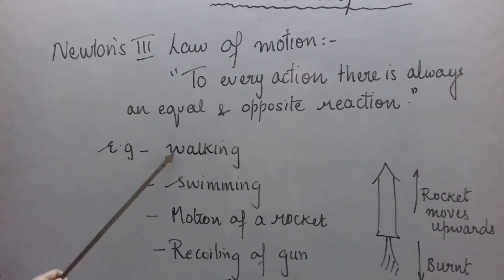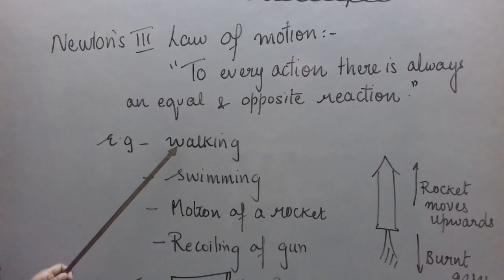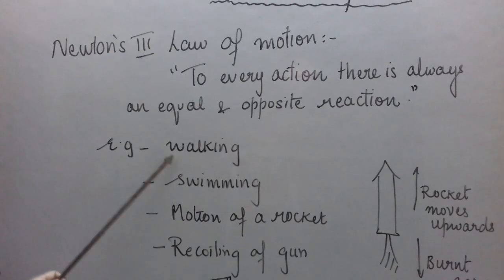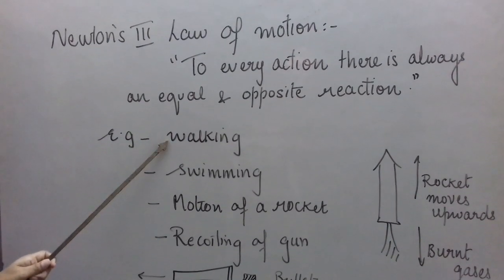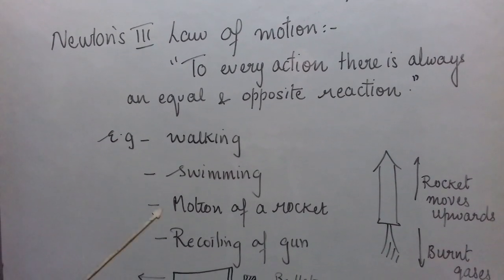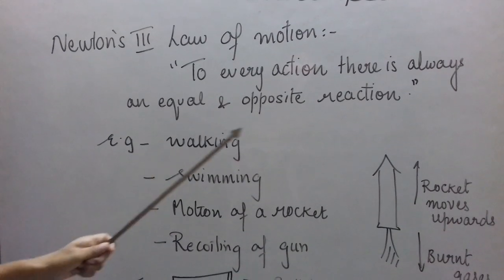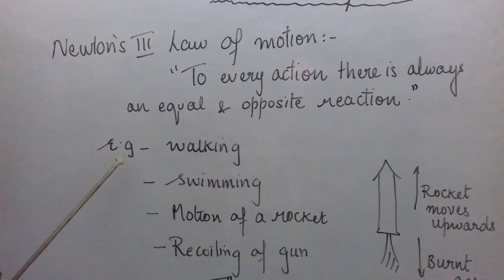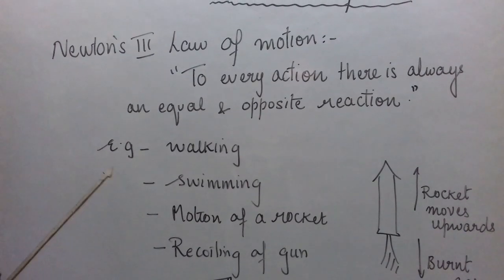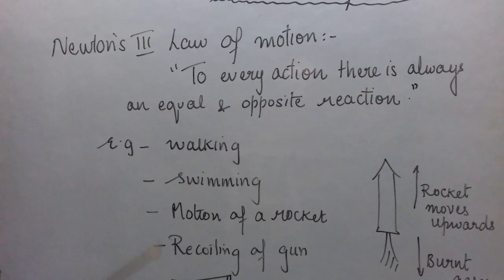For example, while walking, how do we walk? When we walk, we push the earth in the backward direction, and the earth in response exerts an equal and opposite force on us in the forward direction, and hence we are able to walk. Similarly, while jumping, we push the earth in the downward direction and the earth applies an equal and opposite force on us in the upward direction, and hence we are able to jump.